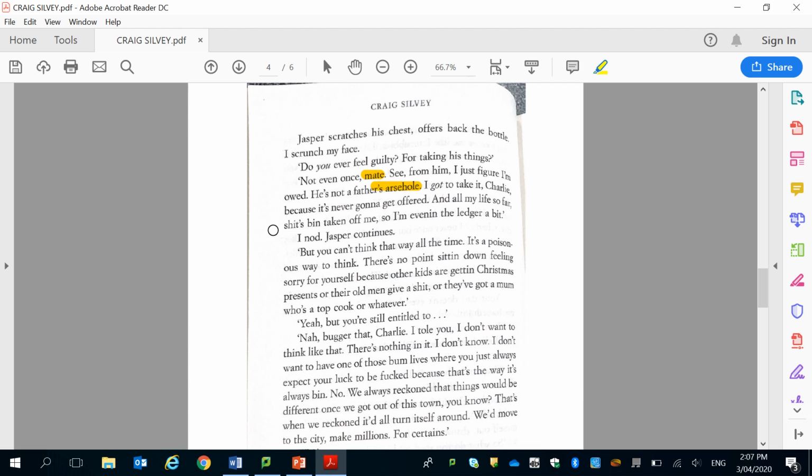Because it's never going to get off it. And all my life so far, shit's been taken off me. So I'm even in the ledger of it.